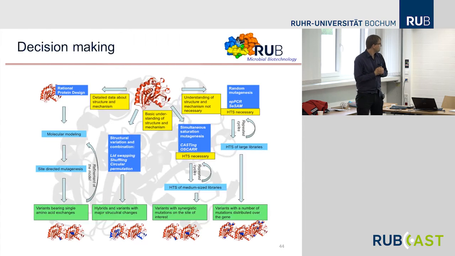So here is a picture that we have. It summarizes different methods that are around. And I told you now about error-prone PCR, for instance, randomization. In this case, you do not need any understanding, and you get many mutations distributed over the whole enzyme. Here, you get single variants.